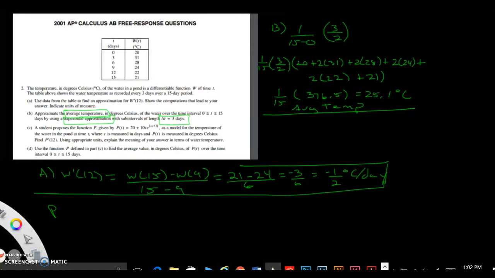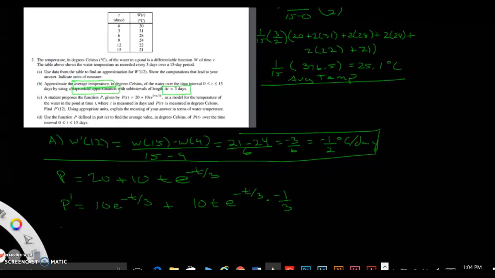So if we want to find P prime, we need to take the derivative, right? So let me just erase this part. So P equals 20 plus 10 t e to the negative t divided by 3. So now, if I want to find the derivative of P, I'm going to write P prime. Derivative of 20 is 0. Derivative of t is 1. So you're going to get 10 e to the negative t divided by 3, plus, because it's a product, you write the 10 t, e to the negative t divided by 3. But the derivative of negative t divided by 3 is negative 1/3. So now let me simplify. So now I'm going to get 10 e to the negative t divided by 3 minus 10/3 t e to the negative t divided by 3. Now I can plug in the 12.